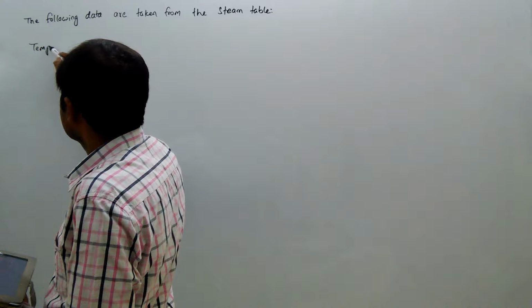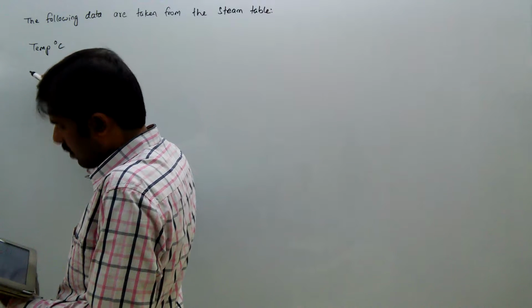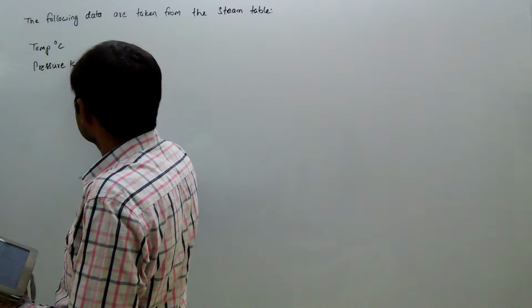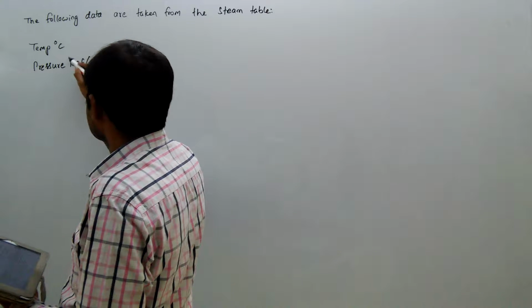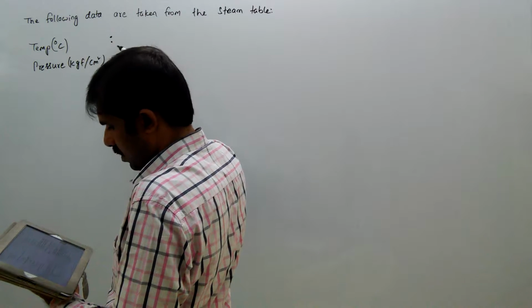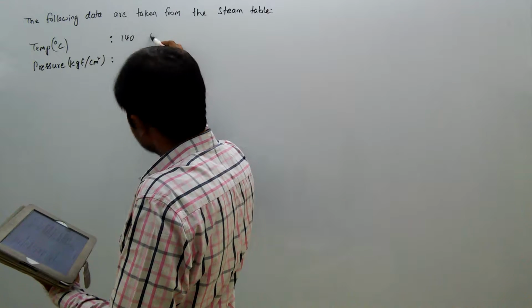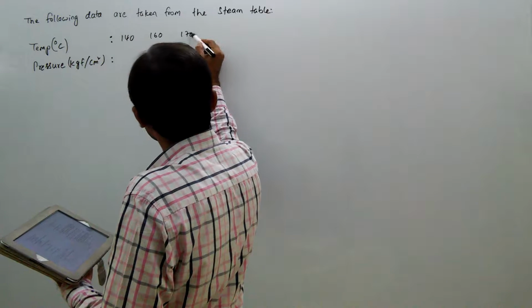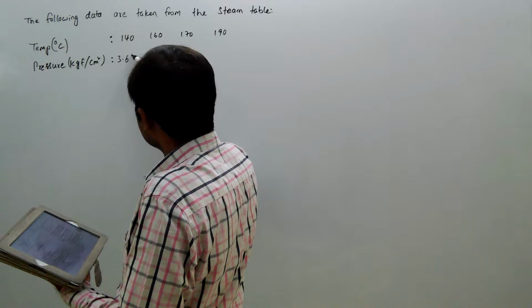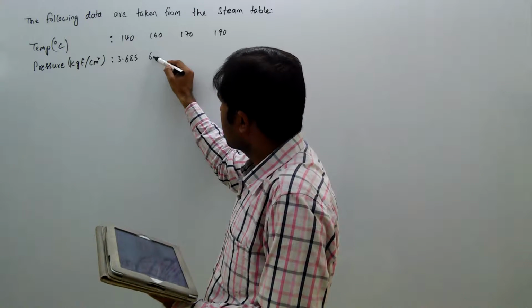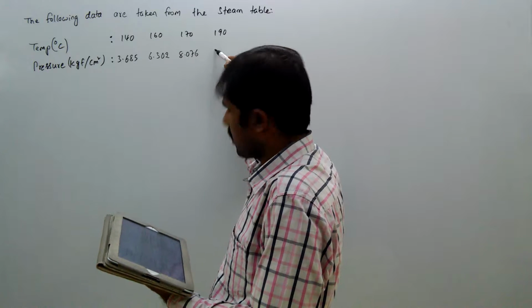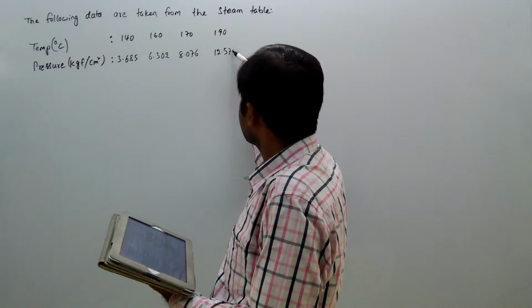Steam table. Temperature, degree centigrade: 140, 160, 170, 190. Pressure, kgf per centimeter square: 3.685, 6.302, 8.076, 12.575.